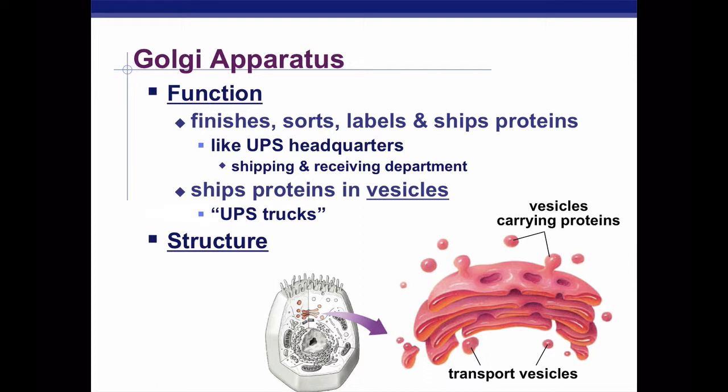So if it's a cell that makes proteins, like the pancreas, which makes lots and lots of different enzymes, and enzymes are proteins, we're going to be doing a lot of shipping of that protein outside that cell. The structure is a membrane sac. And if you can see here on the right, here is the Golgi apparatus, and here are those little vesicles carrying the proteins.